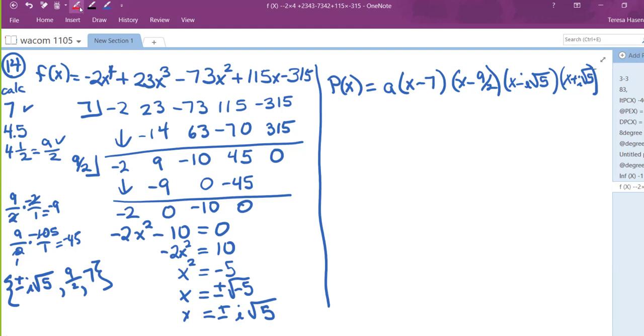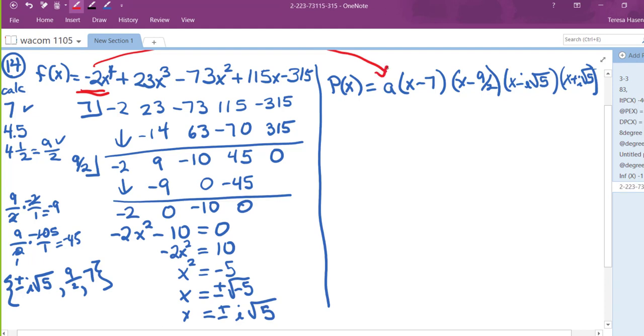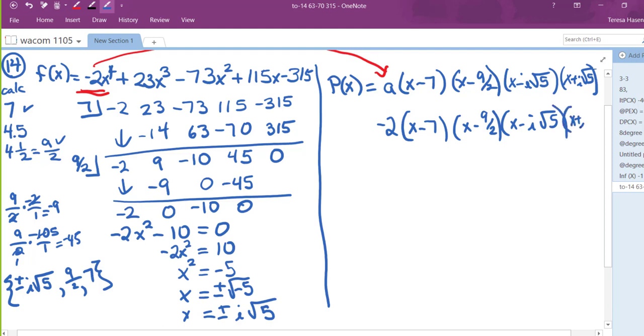But notice back on our original problem, we didn't have this on one of the recent ones we did. We had a 1 at the beginning. We have a negative 2 here. So our a is going to be a negative 2 to make this work. So we're going to have a negative 2 times x minus 7 times all this. And it should take this form.